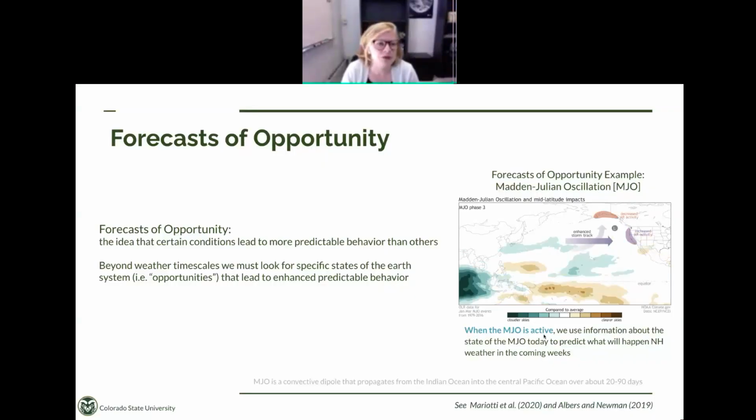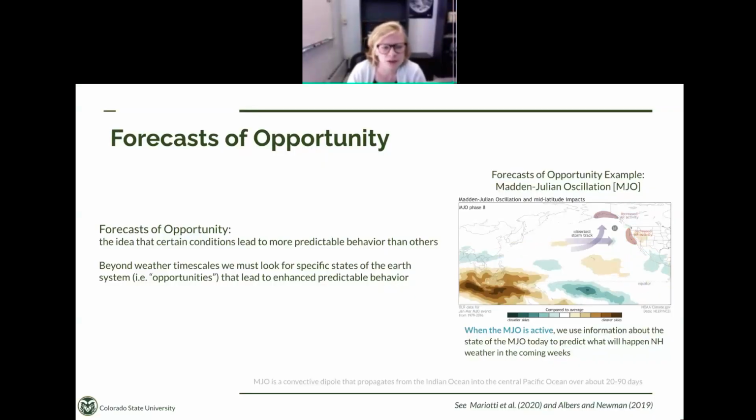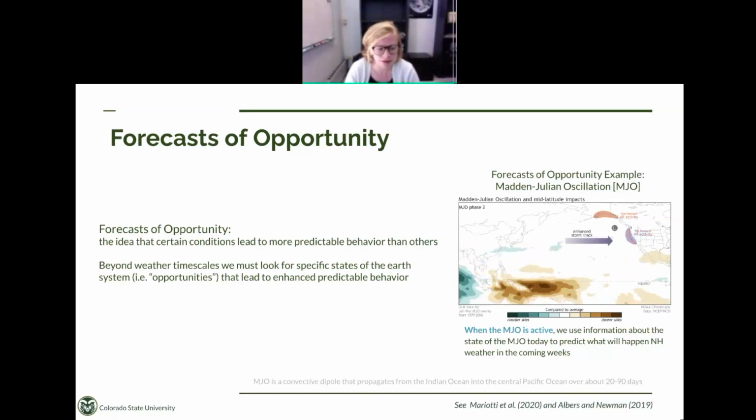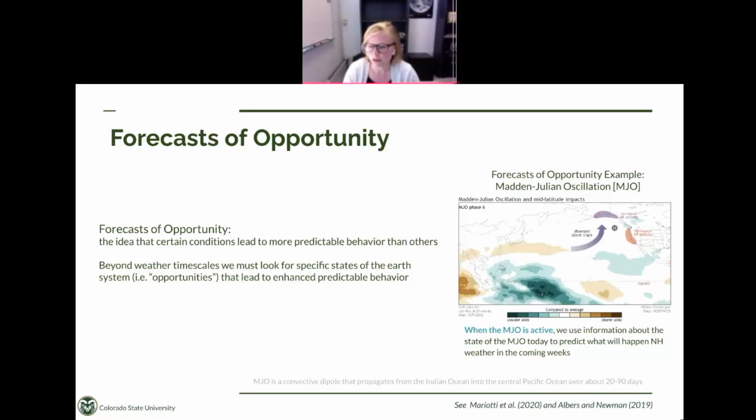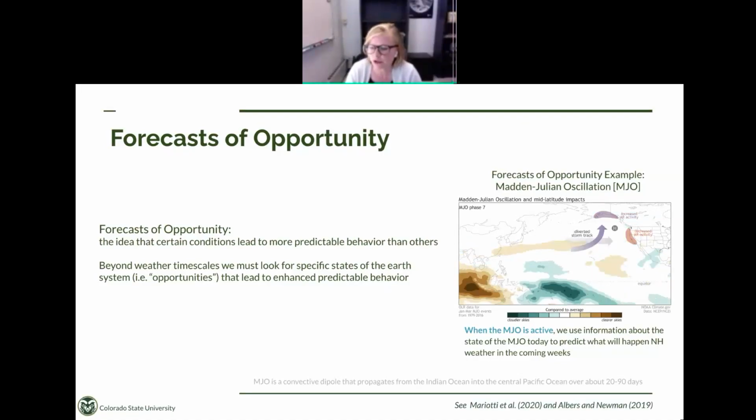Okay, so I'm going to briefly talk about forecasts of opportunity. Forecasts of opportunity is this idea in general that certain conditions can lead to more predictable behaviors than others. And beyond weather timescales, we must look for specific states of the Earth system, or these opportunities, that lead to enhanced predictable behavior. On subseasonal timescales, one example of a forecast of opportunity is the activity of the Madden-Julian Oscillation, or the MJO. The MJO is shown here as this propagating signal of outgoing longwave radiation in the tropics. And when the MJO is active, we can use information about what's happening in the tropics to predict what will happen in the Northern Hemisphere in the coming weeks.